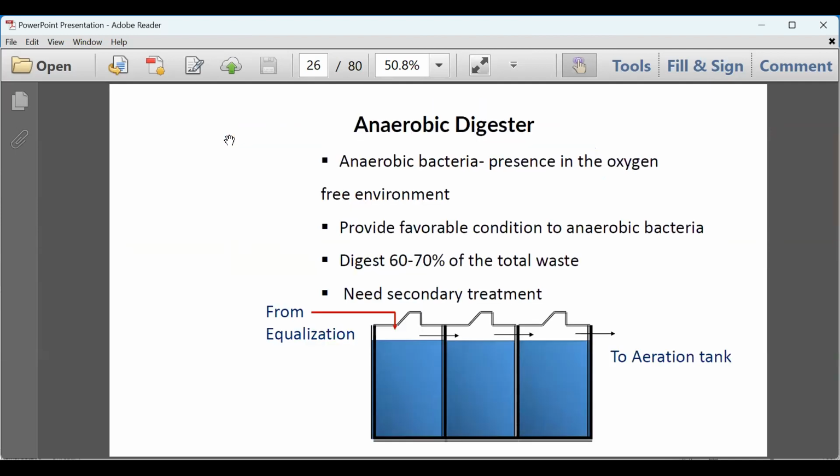After equalization tank, it flows to anaerobic digester. Anaerobic digester provides favorable conditions to anaerobic bacteria. Anaerobic bacteria live in oxygen free environment. Anaerobic digester can digest wastewater up to 60 to 70%. Therefore, we need secondary treatment facility like aeration.